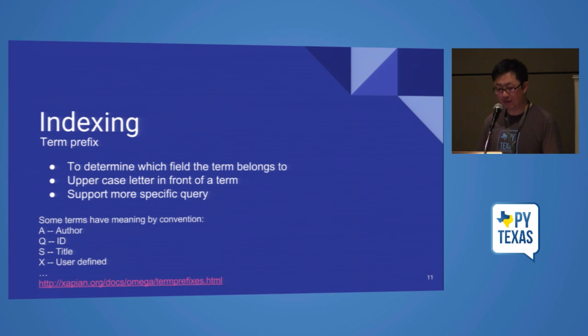In Xapian, we have a convention for adding the prefix. For author, we use A, for ID, we use Q, for title, we use S, and for user-defined, we use X.